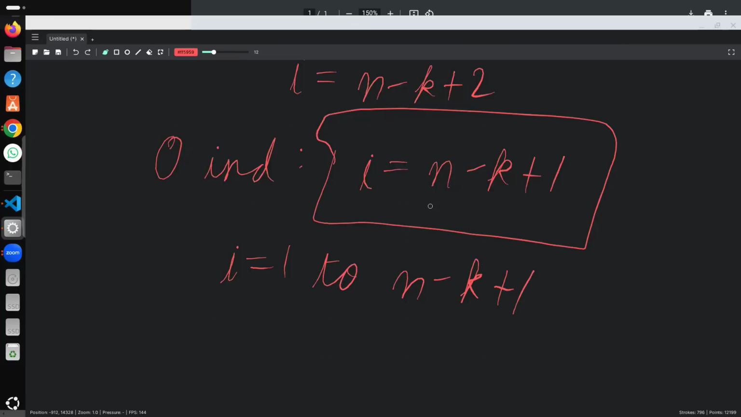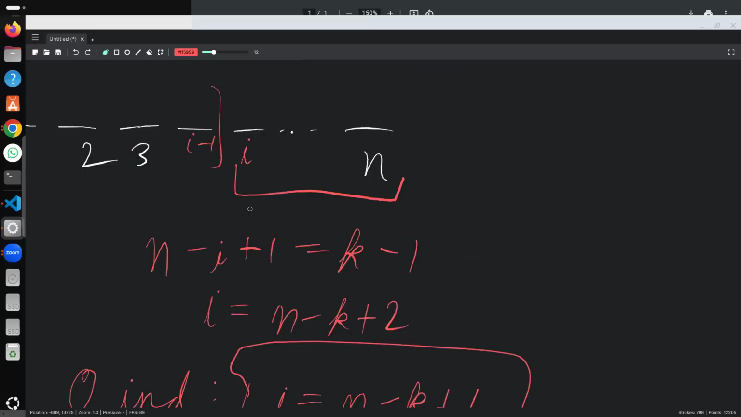So do you all get it, or does anyone have a doubt in this part? Clear? Other people, just repeat the last part. Last part means till where can we go? That part? The n minus k part. Okay. All right.